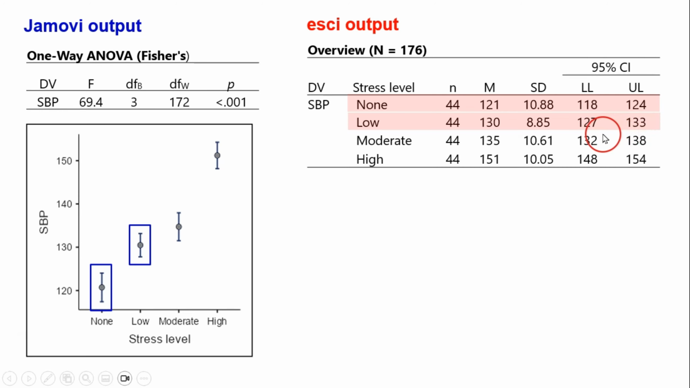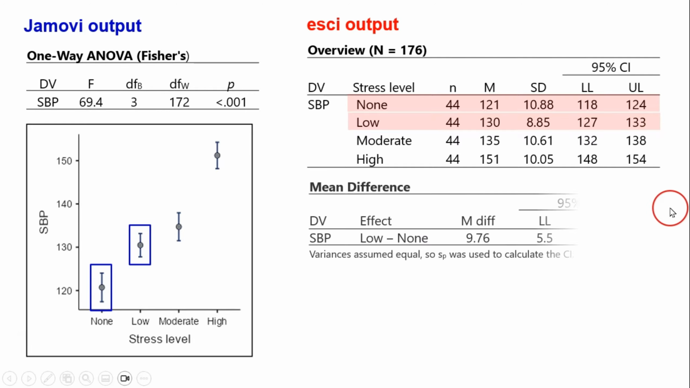In other words, the lower limit for the low stress group at 127 is higher than the upper limit for the none group. So right there, that's how you kind of eyeball this. You see that 127 here, and you see the 124 here. So that means we have a complete separation between those two confidence intervals. And once again, when you see that, that's a good indication that there's a statistical difference between those means.